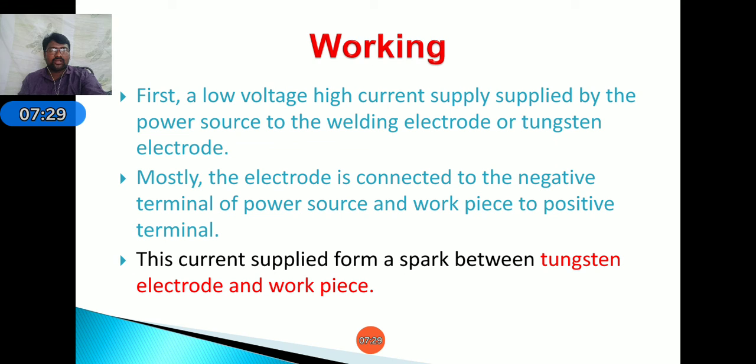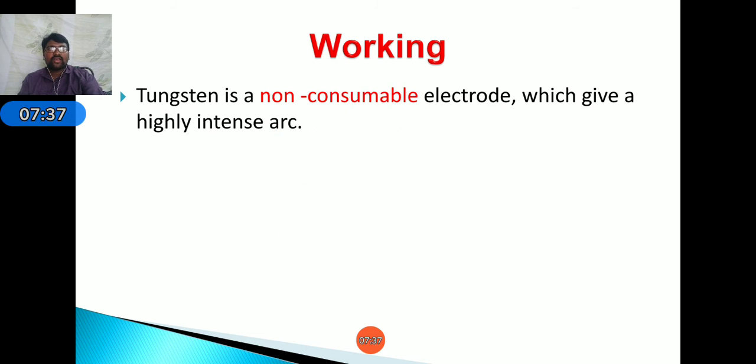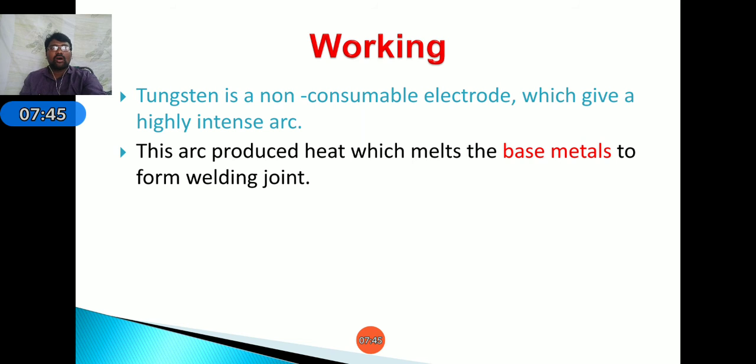Next, the current supplied creates a spark between the tungsten electrode and the workpiece. Tungsten is a non-consumable electrode which gives a highly intensive arc. This arc produces heat which melts the base metals to form the welding joint.